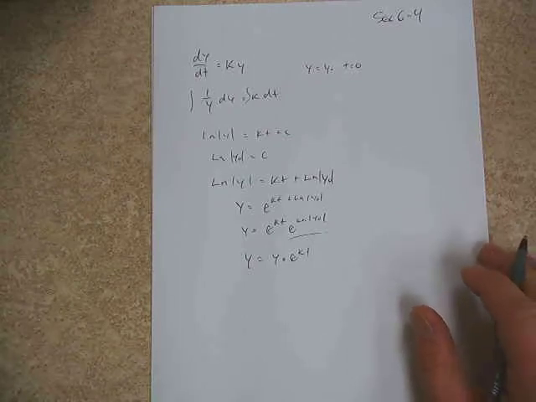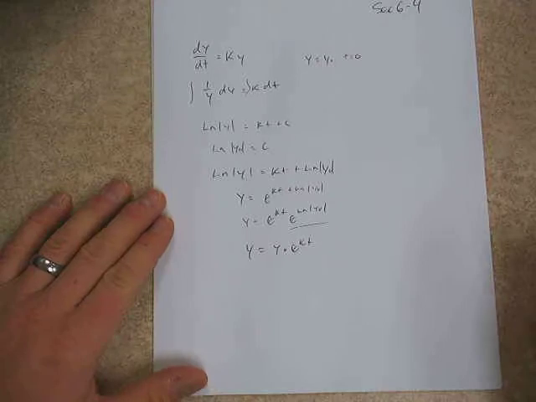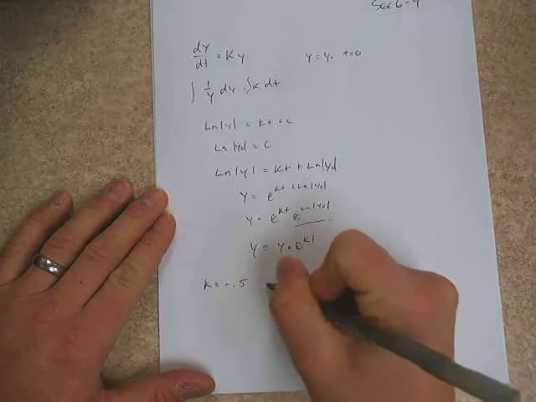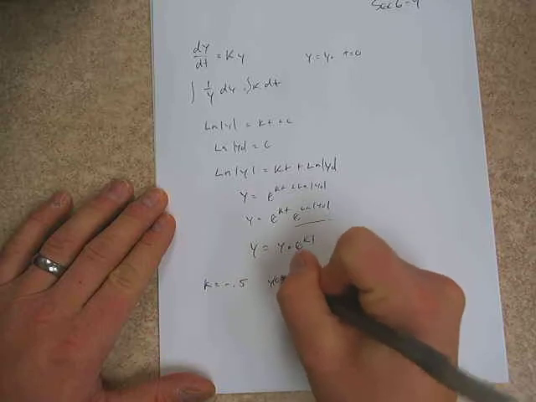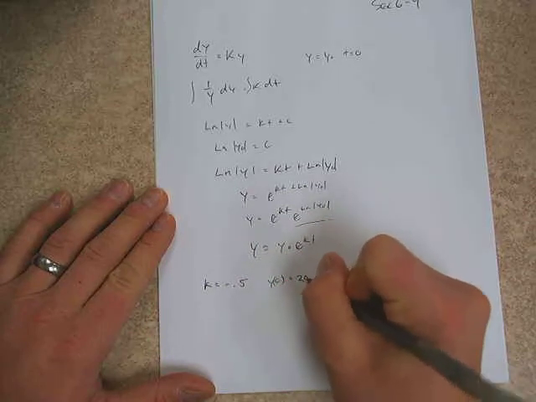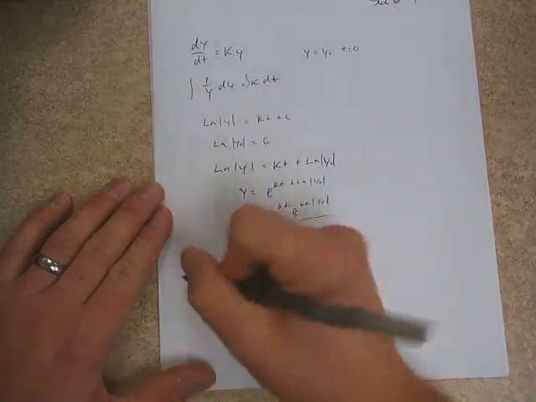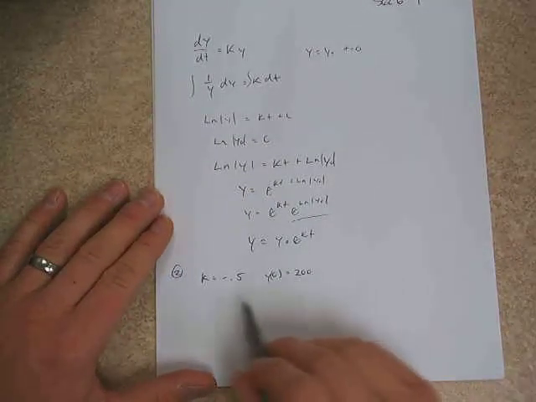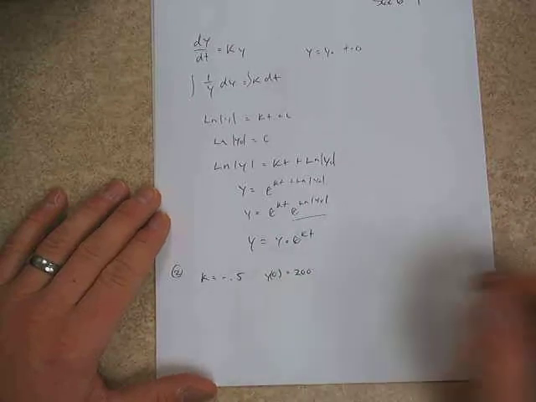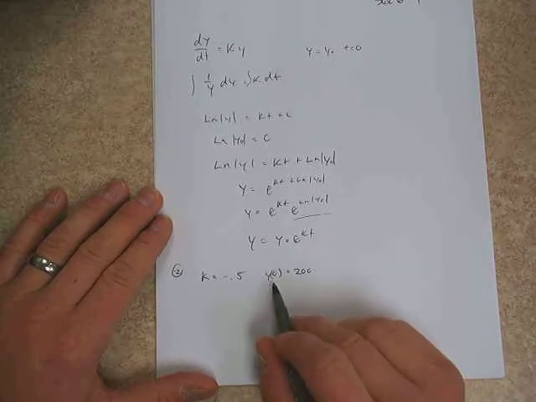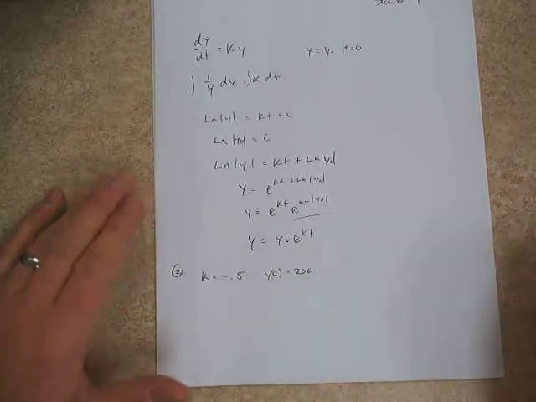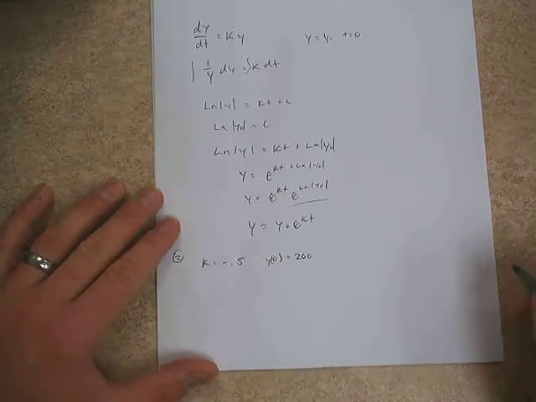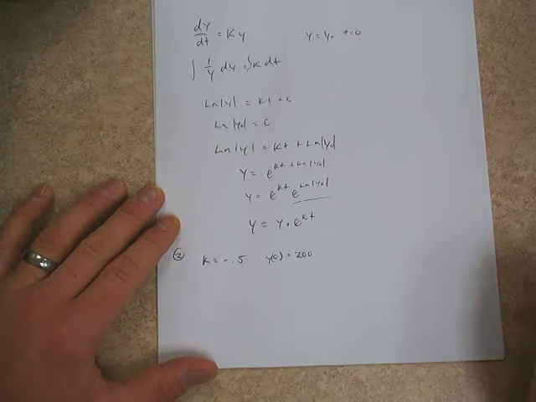Now let's look at a couple of problems involving this. If you look at, say, number 2 in your book, on page 338, they give us k equals negative 0.5, and they give us y of 0 equals 200. So they give us the k and they give us the initial condition. Y of 0 is the same as y sub 0, so it's the initial condition.